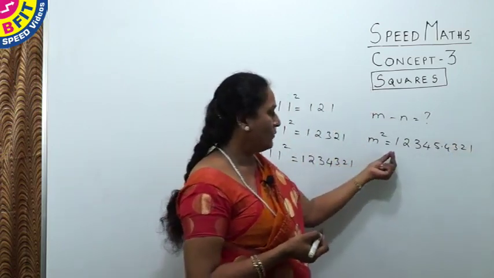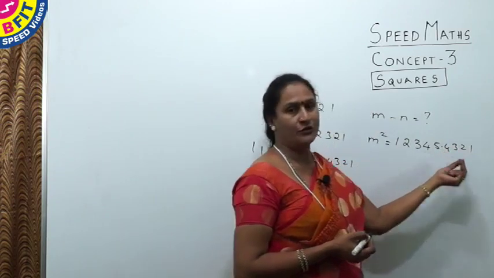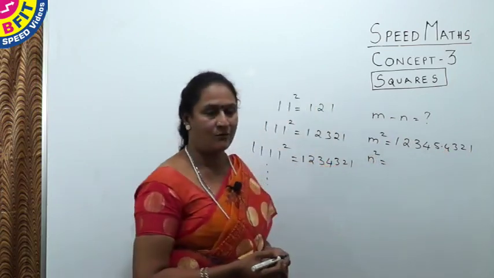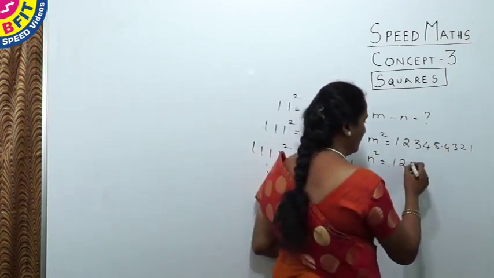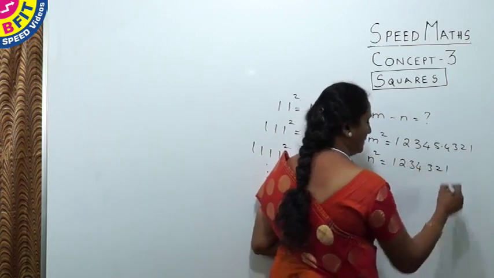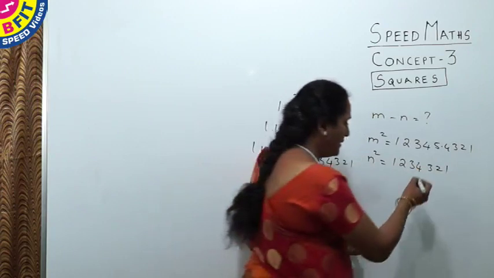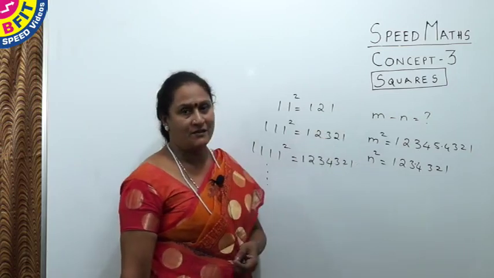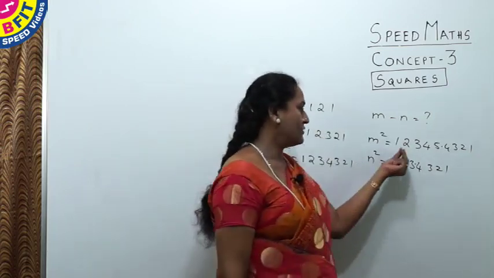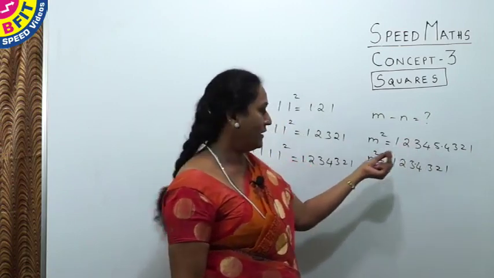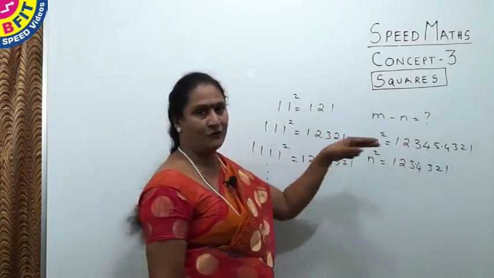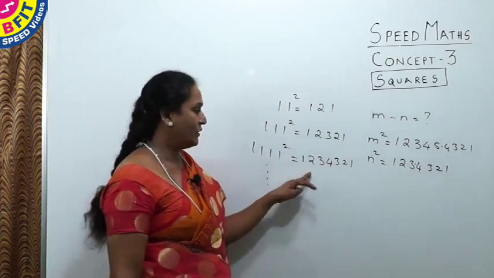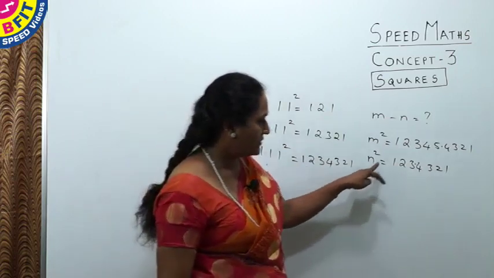So m square is 12345.4321, and n square is given as 1234321. Here too you have a decimal after 4 digits from right to left. The value of m minus n is asked. For that, we need to find the square root of m square and the square root of n square, so that we get the values of m and n. We have seen the concept that when you square 4 ones, you get 1, 2, 3, 4, 3, 2, 1. The same is repeated here.